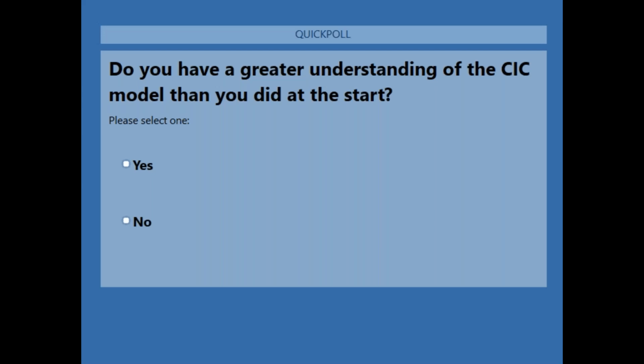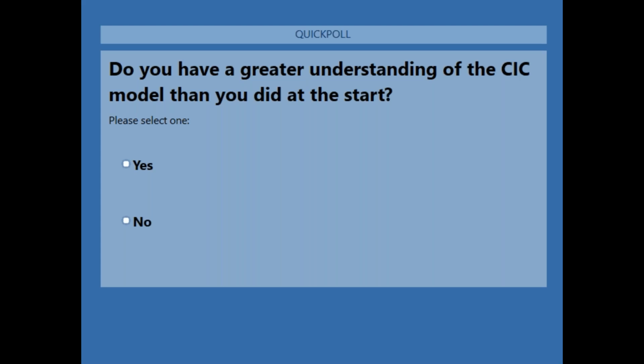So, having just explained what a KIC is and the difference between a charity and a limited company, the question is, do you have a greater understanding of the KIC model than you did at the start? And again, the quick answer is a yes or no answer there. So I'll give that a minute while the answers come in there.